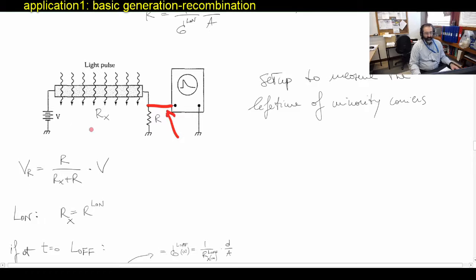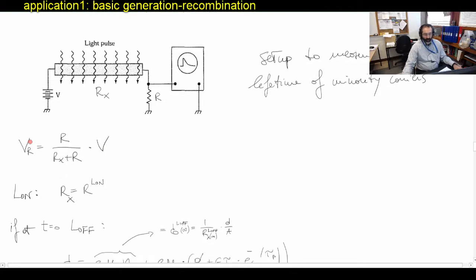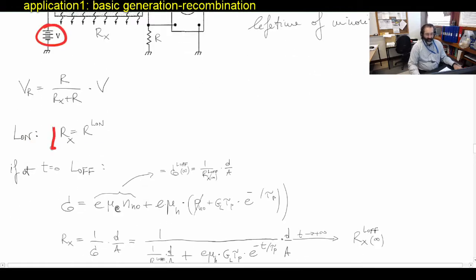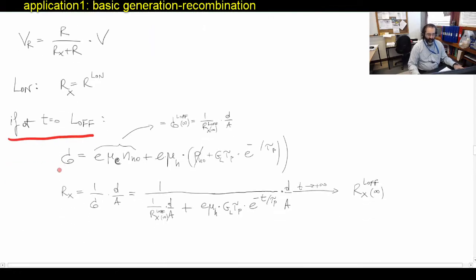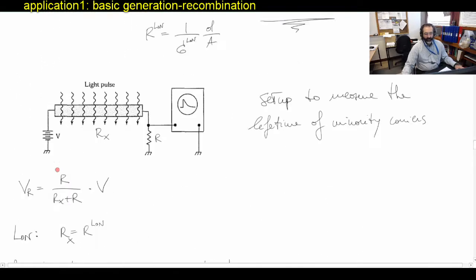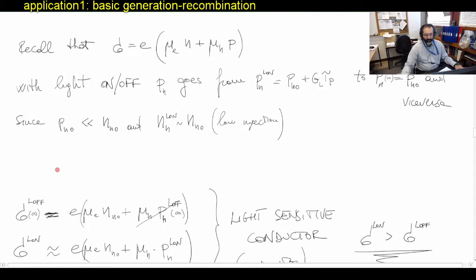So V measured by this component, this multimeter, if you like, is the voltage divider: R over Rx plus R, times the voltage we are applying. So when the light is on, the resistance Rx of the semiconductor is Rx L on. But if now at time t equals 0 we switch the light off, we know that sigma at the time when the light goes off will be based on the general definition we used before.